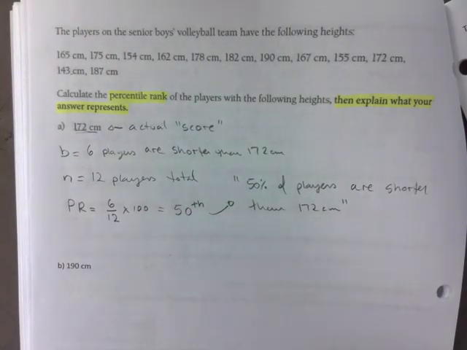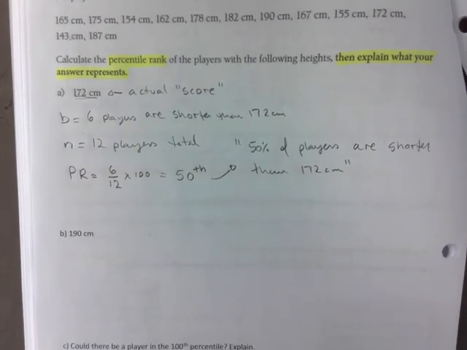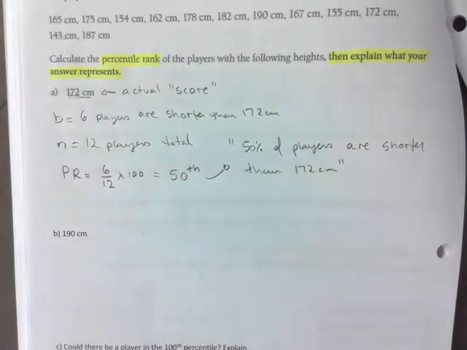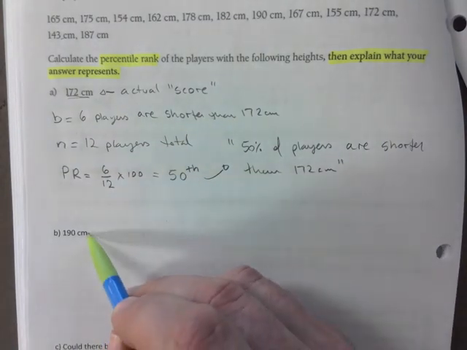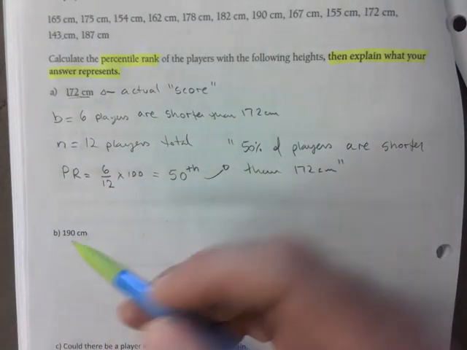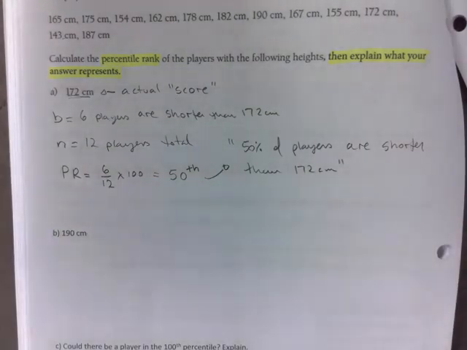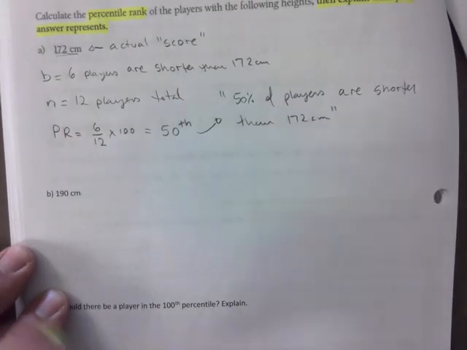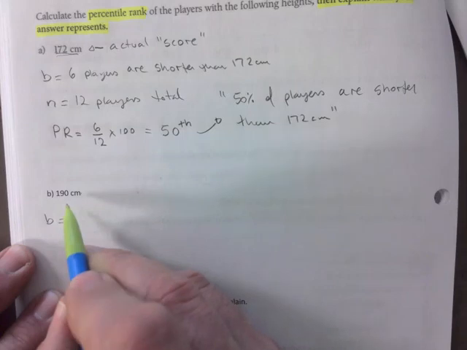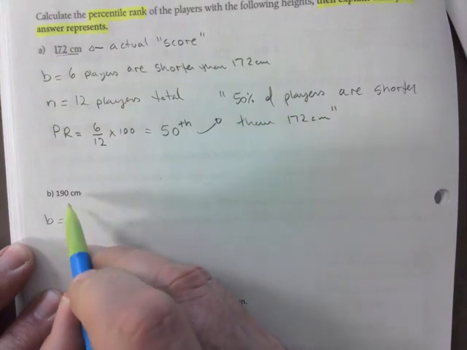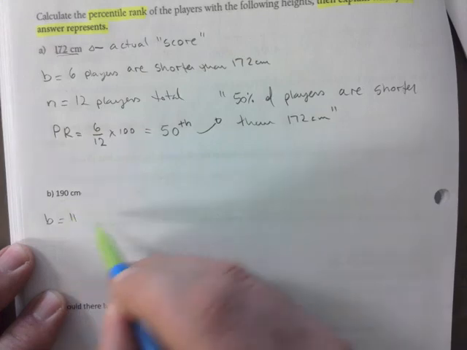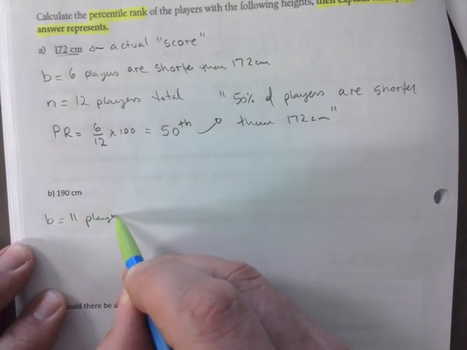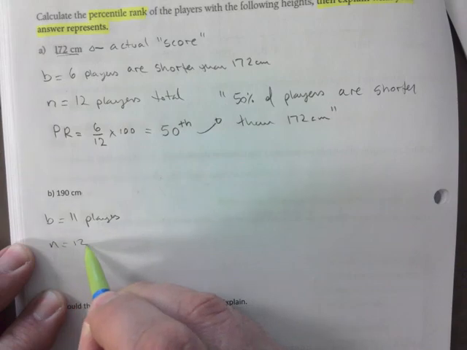Let's try that for 190. So same set. Can you figure out the percentile rank for 190, please? Go figure it out. See what you get. All right, let's see how you did. What's B for this one? How many players are shorter than 190? 11. 11. And N is still 12, right?